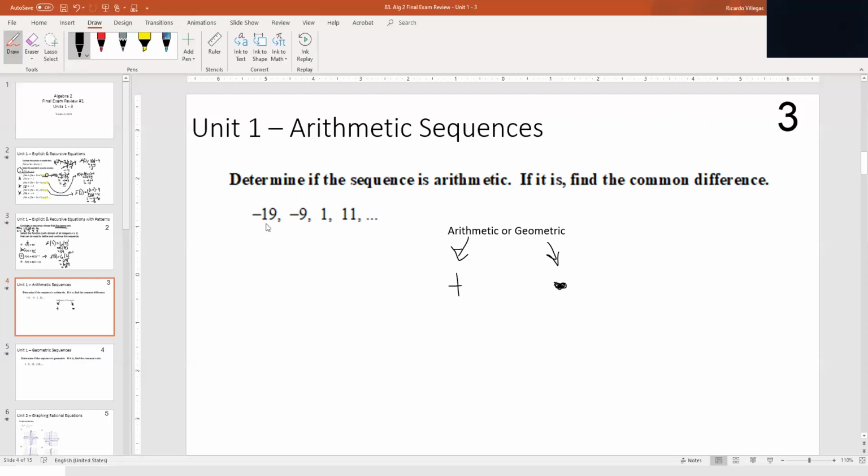So in this case, we start off with our initial term, negative 19, then it goes to negative 9, then it goes to 1, then it goes to 10. So as you can see, these numbers are increasing. They're getting bigger because you're going from a small negative all the way to a positive number. So how much is it increasing by? It's actually increasing by 10. So these are being added by 10 the entire time. So in this situation, we would say that this is an arithmetic sequence, and they want us to find the common difference. So the common difference is equal to 10, because that's the number that we're adding by, okay?